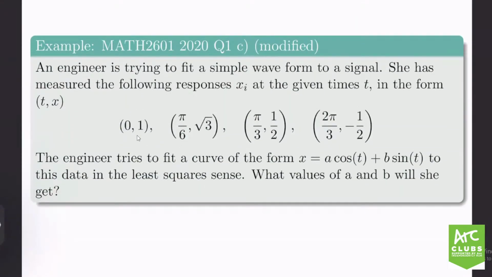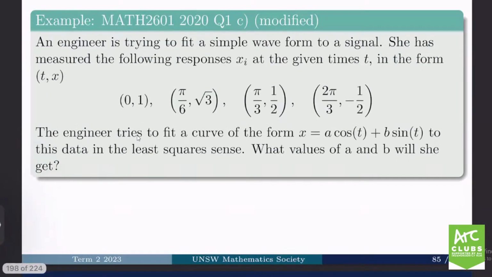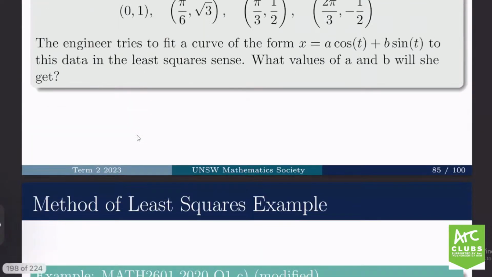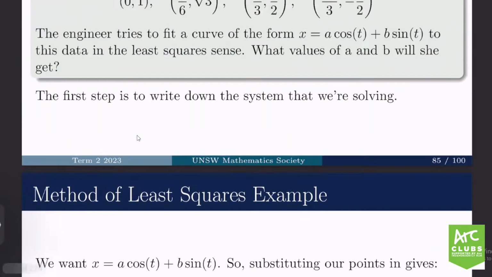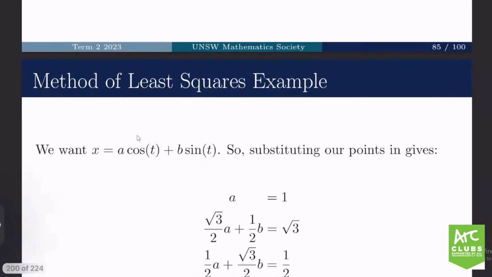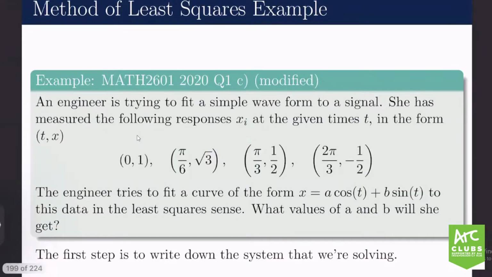An engineer is trying to fit a simple waveform to a signal. She has measured the following responses x at given times t, so we have this set of data points. Now, if the engineer is trying to fit a curve of the form a cos t plus b sin t to this data, what values of a and b will she get? The first step is to write down the system of equations that we're solving.